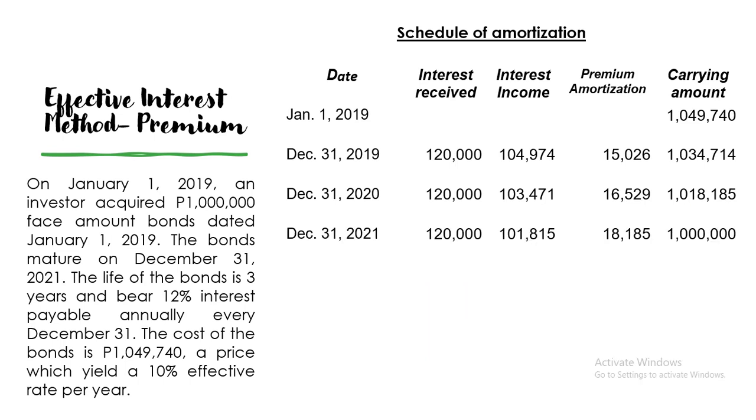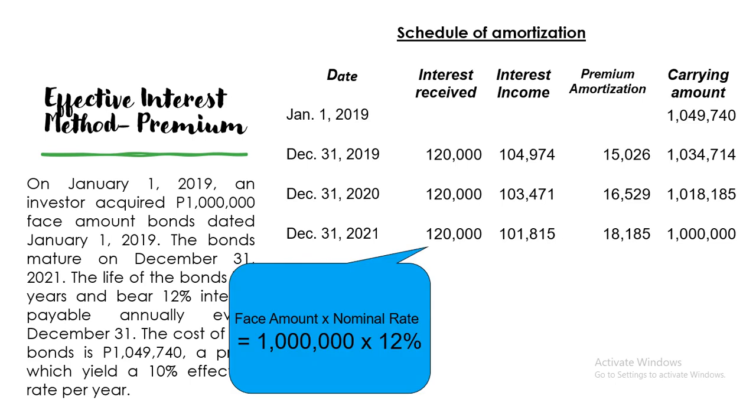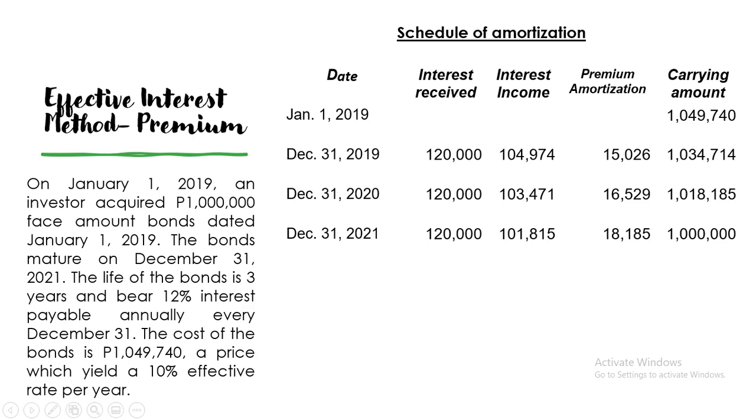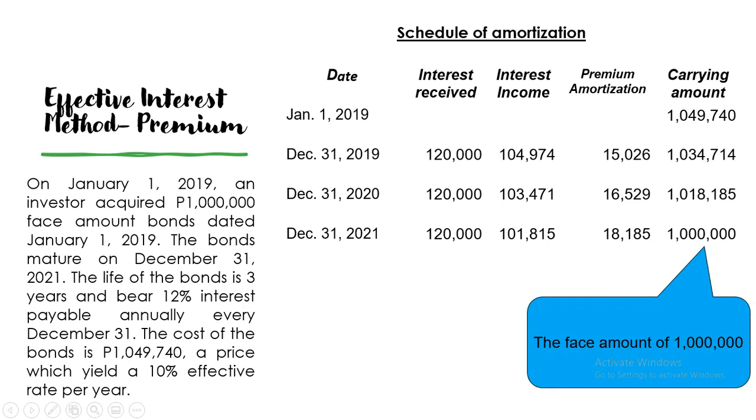And the last one is December 31, 2021. So in this case, first is the interest received, 1 million times 12%. 1 million na face amount and 12% as nominal rate. So skip natin yung interest income and premium amortization. So dapat yung carrying amount at the last date of the term, December 31, 2020, it should be equal to the face amount of 1 million.